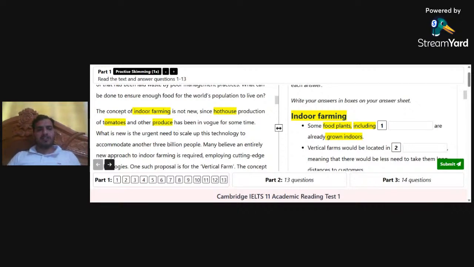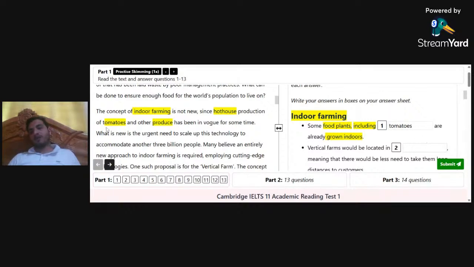Hope that you have understood this difference, where produce is used as a noun and where produce is used as a verb. So produce here means food plants. I have told you that the meaning of produce is fruits and vegetables. So food plants are fruits and vegetables, and along with that, the other thing that is mentioned is tomatoes. So our answer will be tomatoes. Remember that you don't have to make any spelling mistakes, especially in the reading test.